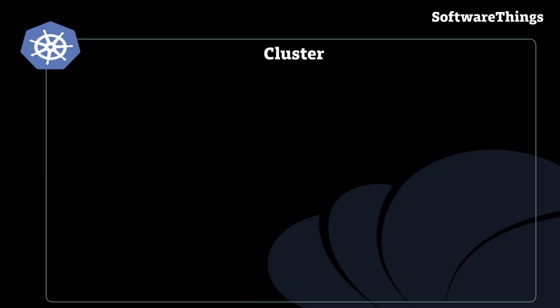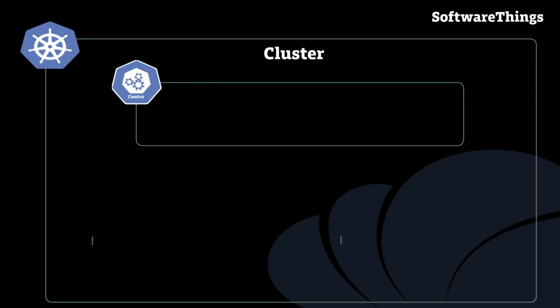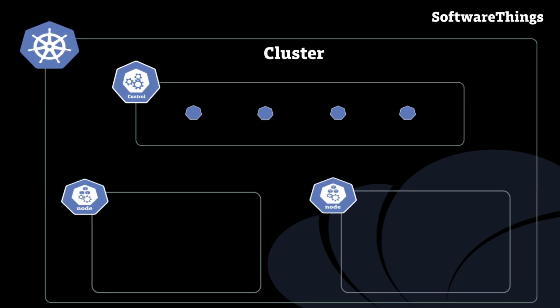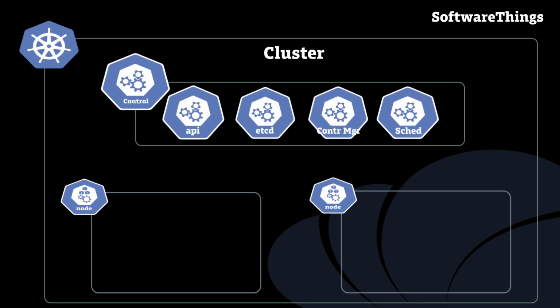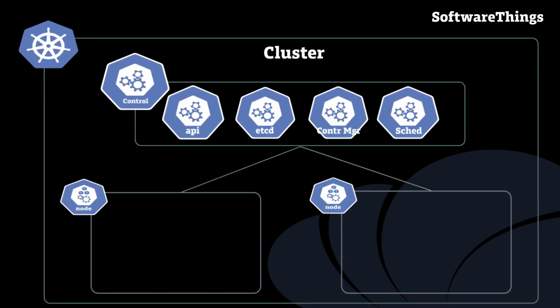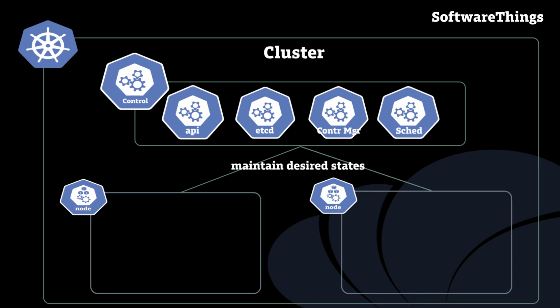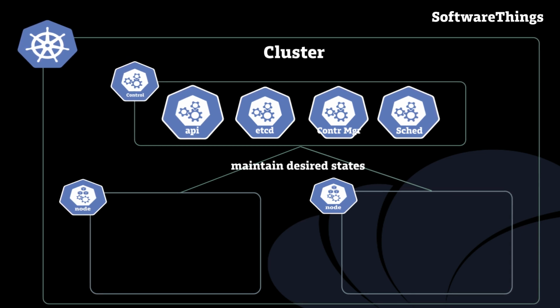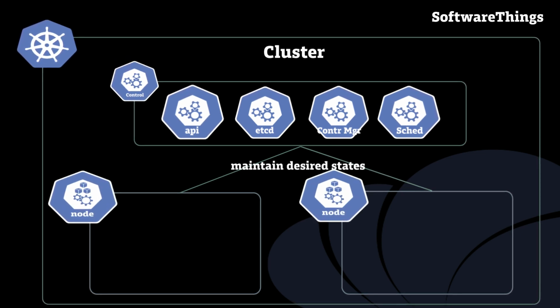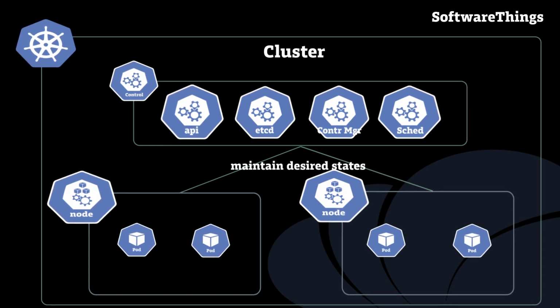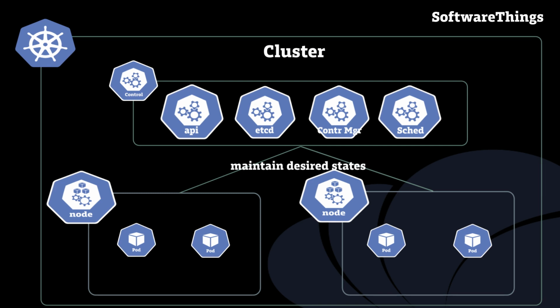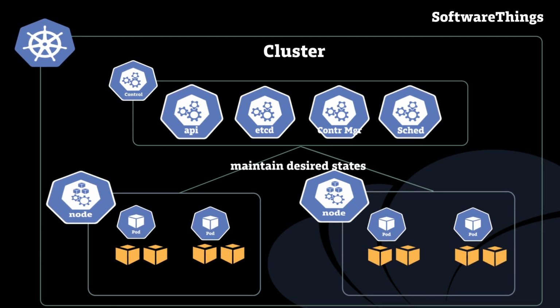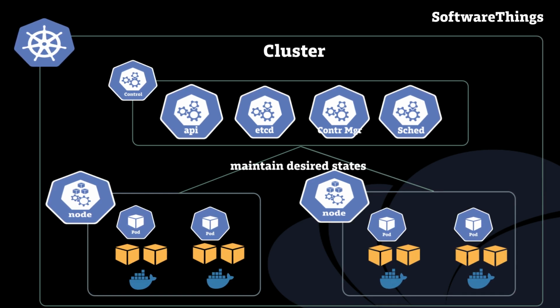A Kubernetes cluster consists of control plane and worker nodes. The control plane components are the brains of the operation, responsible for maintaining the desired state of your cluster. A Kubernetes worker node, also referred to as a minion, hosts the pods, which are the smallest deployable units in Kubernetes, and executes the containers within those pods via container runtime.